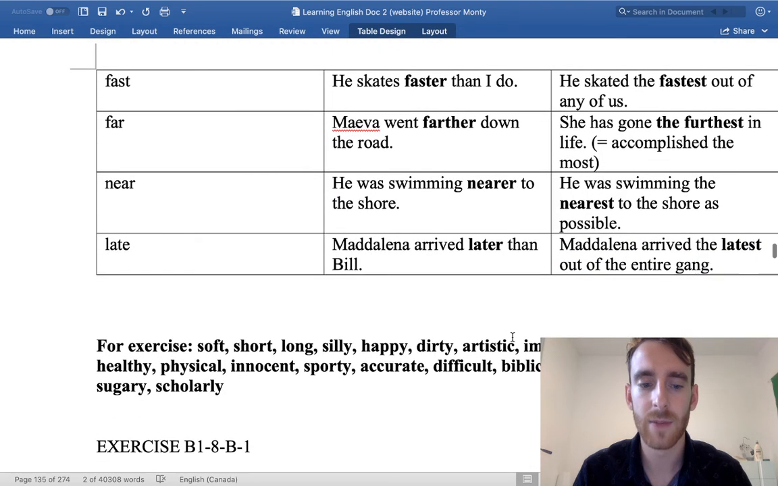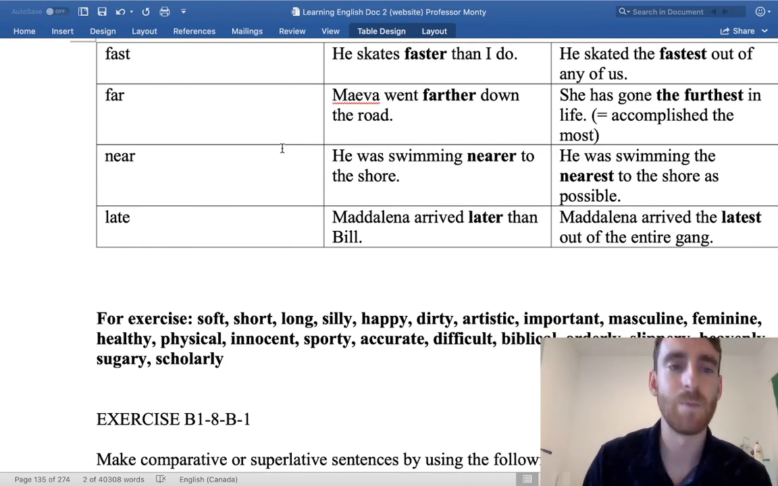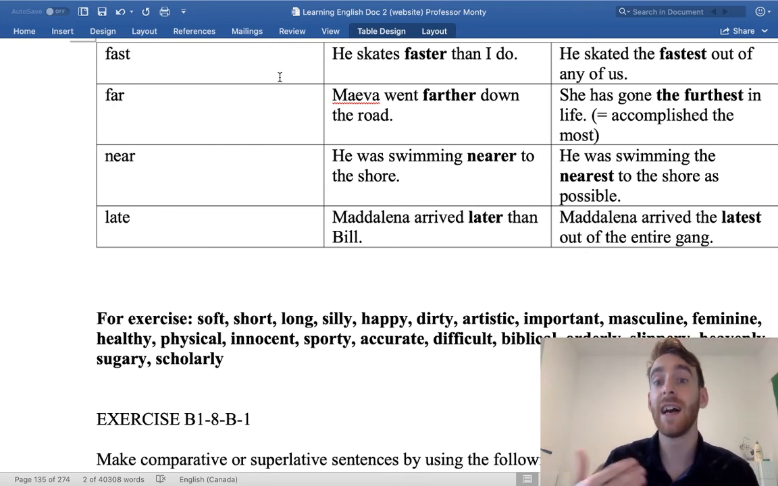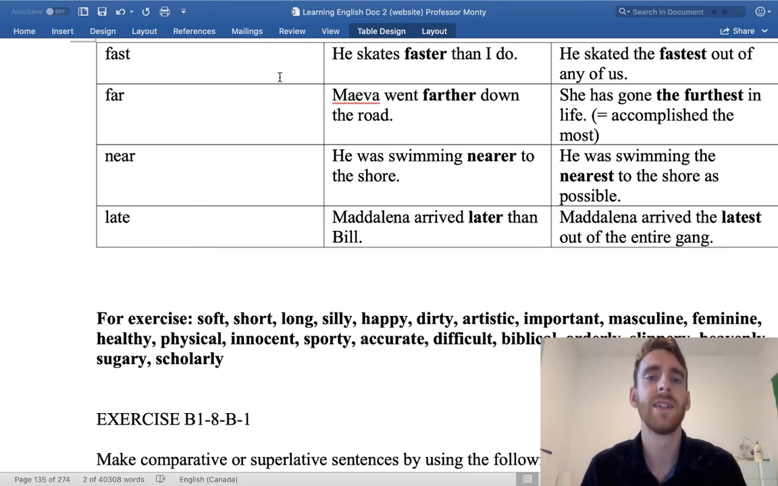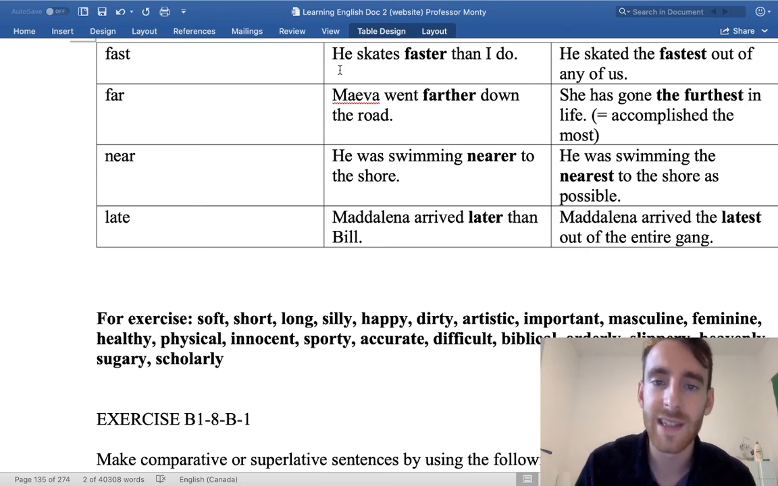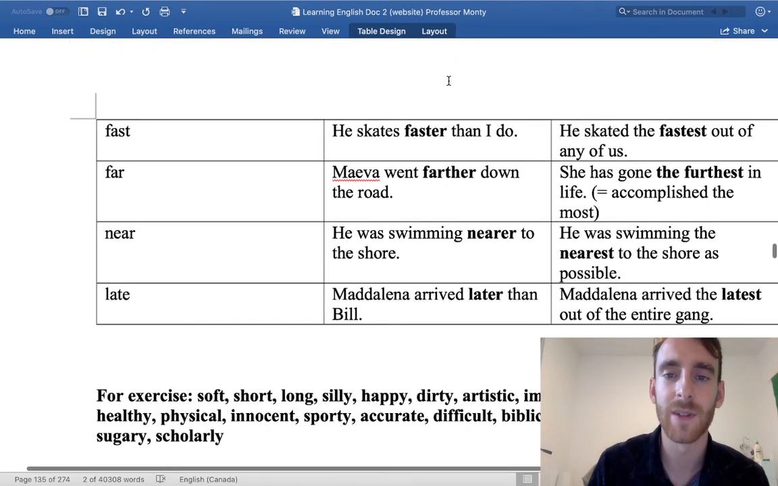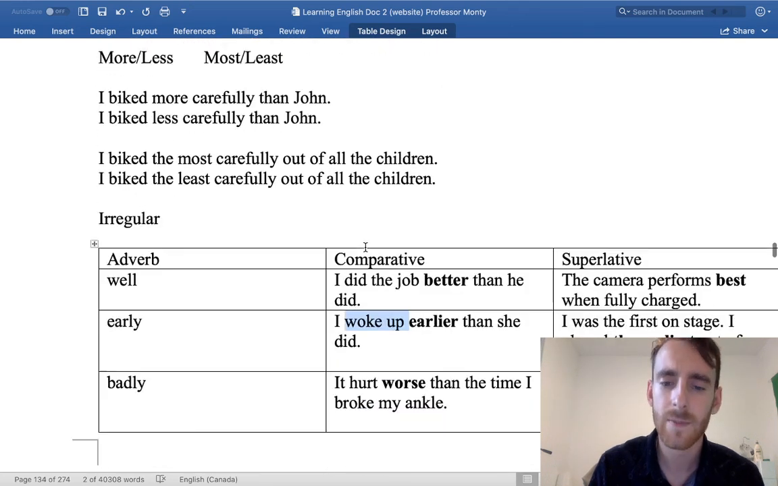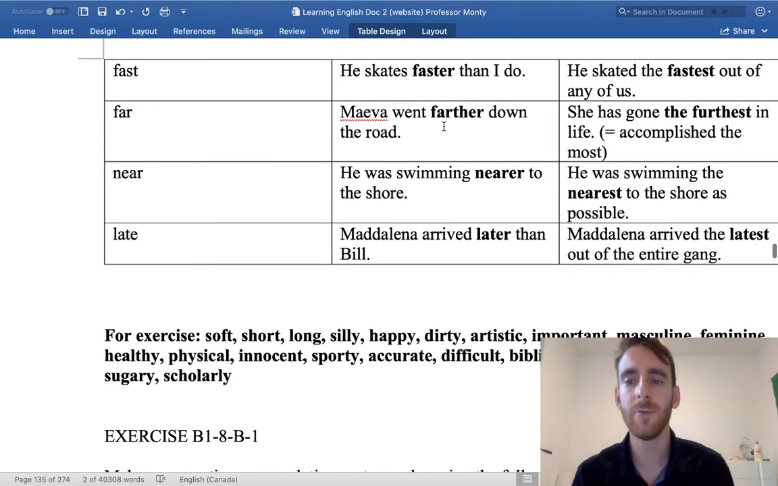Now, a couple more. I'm just going to scroll down here. Don't worry about this bottom part. So here are some other examples. For example, fast. He skates faster than I do, right? Not he skates more fast. He skates faster. So this faster is describing this verb, skates. So it's not like our regular form for adverbs, more and less and most and least. It's a special one. So these are all special ones here. You can read these on your own.